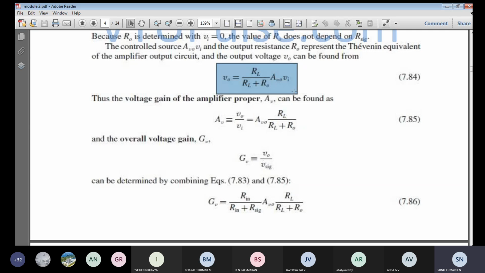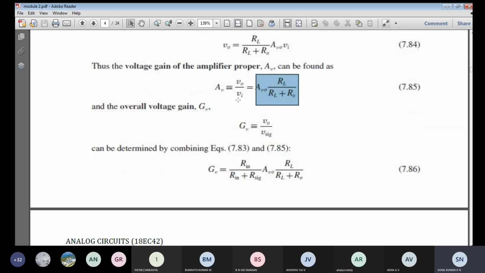So next is we need to find out this one, no? We have already found the output voltage, so dividing by Vi gives the amplifier voltage gain. We found V naught, divide by Vi, so Vi will get cancelled and we are left with this parameter. This is nothing but the voltage gain of the amplifier proper, AV. Okay. Now GV, the overall voltage gain. What do we have to do to find it?